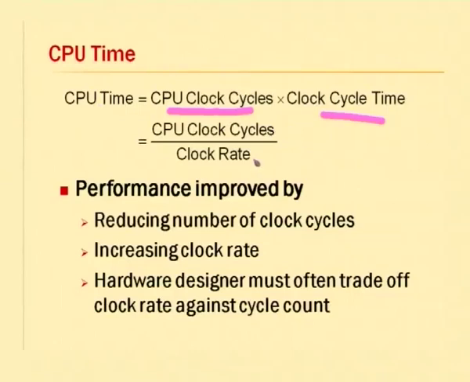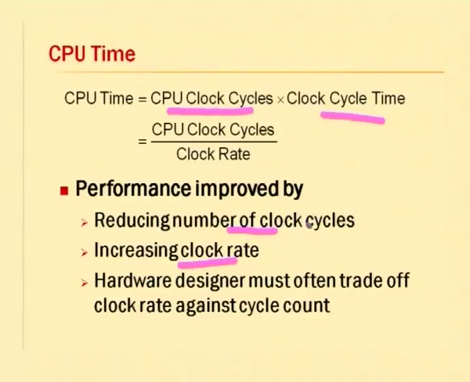And CPU clock rate should be high. Or in other words, if you look at this equation here, if I want this number to be small, both these numbers should be small. Clock cycles must be less and the clock cycle time should also be small. So what does it mean? It means that performance can be improved by reducing the number of clock cycles or by increasing the clock rate. Okay, these are two things that we need to look at.